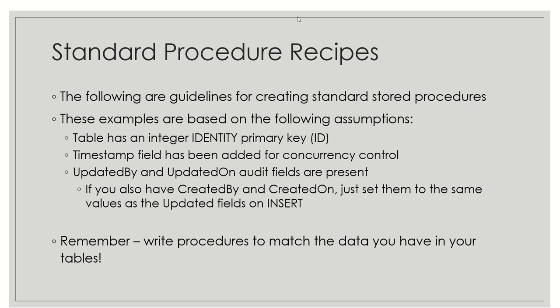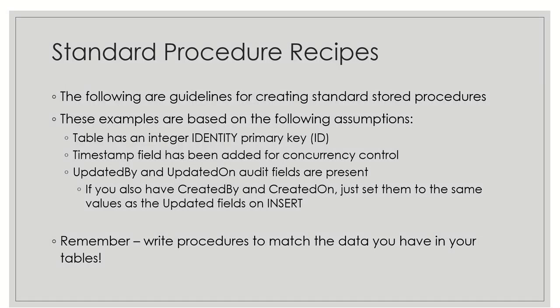All right, so the standard procedure recipes, these are guidelines for creating standard stored procedures, and these particular examples are based on the following assumptions: that the table has an integer identity primary key. Now we know that's not always the case, but in this example, that's what we have, a table that has an integer identity primary key. This table has a timestamp field for concurrency control, and this table has auditing fields called updated by and updated on.